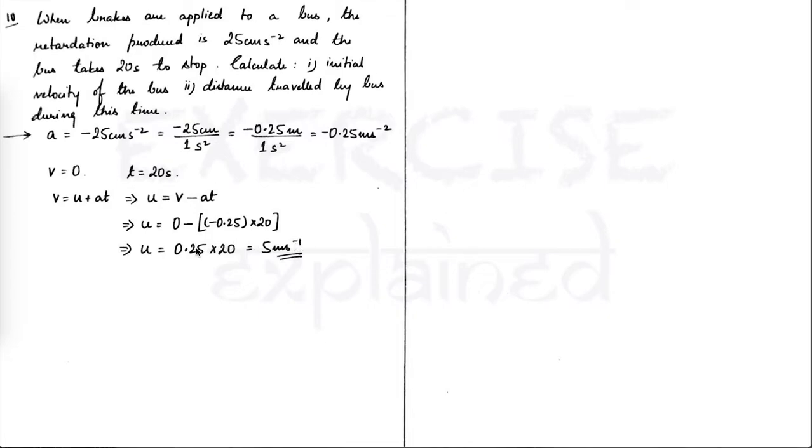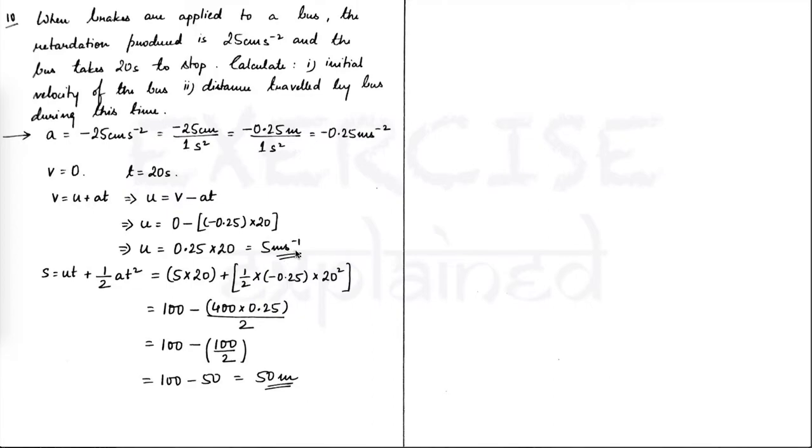I'll tell you how. 25 into 2 is 50 and into 10 will be 500 and then 2 places of decimal. So that means 5.00 or 5 meter per second. So we have got the initial velocity to be 5 meter per second. Now here we need to find the displacement.